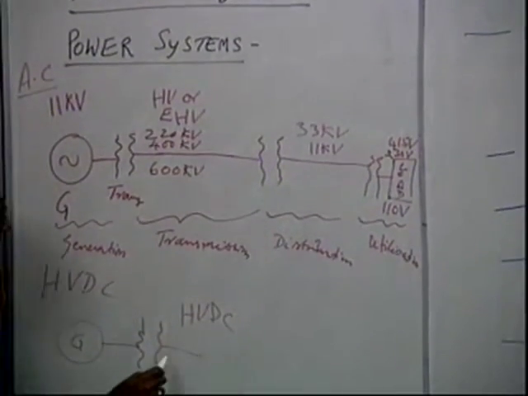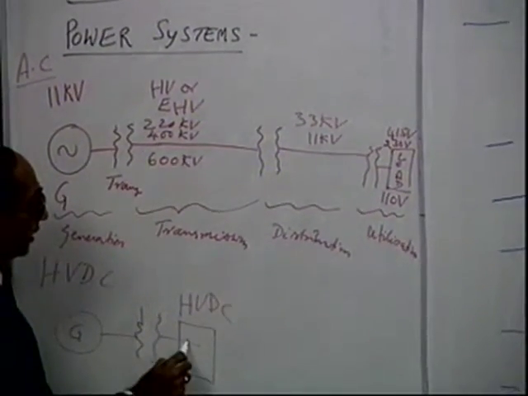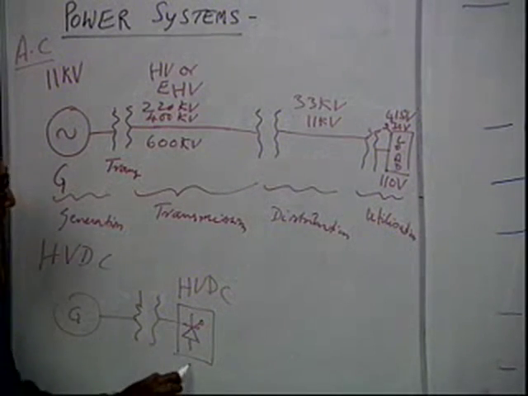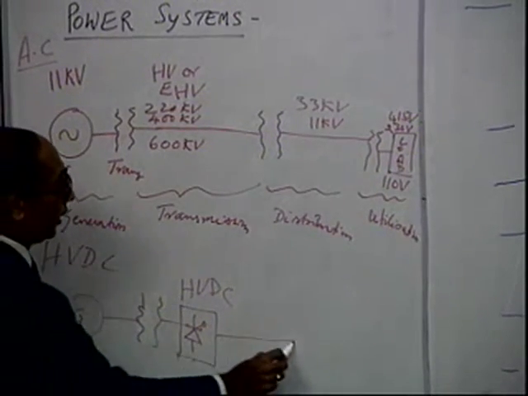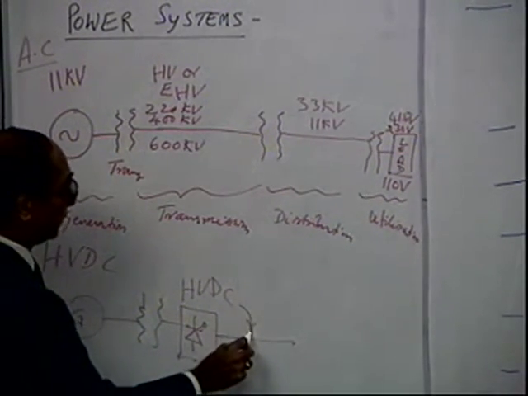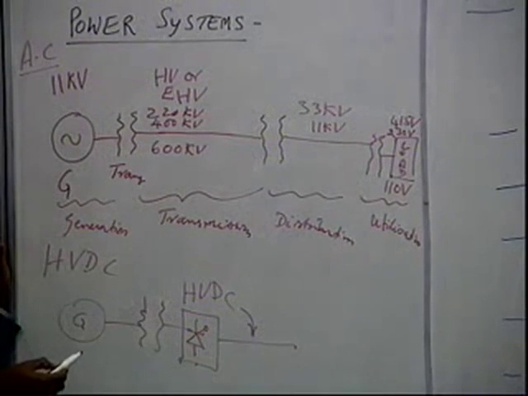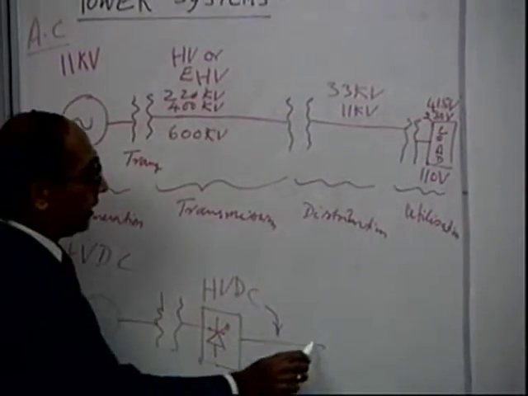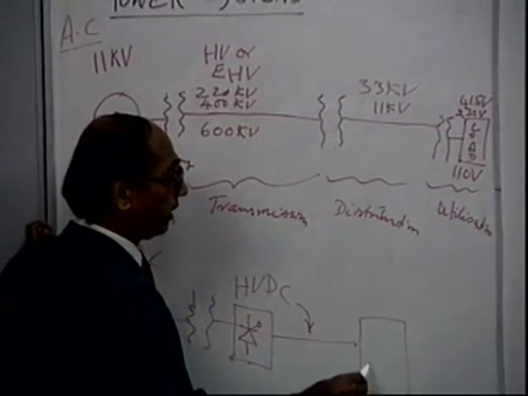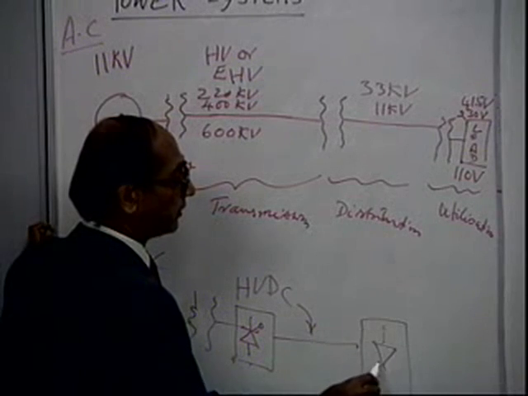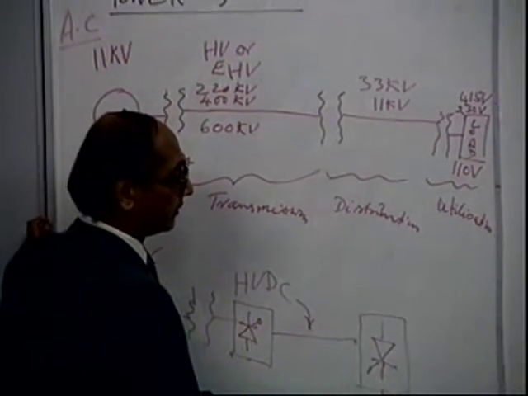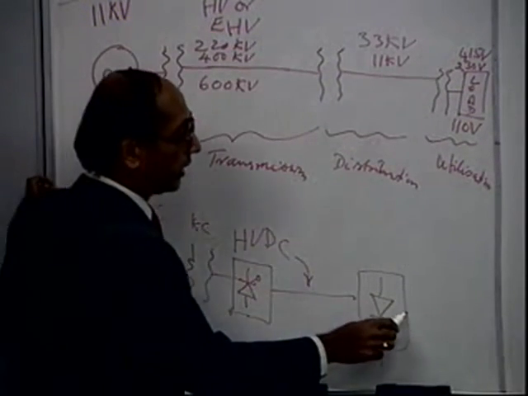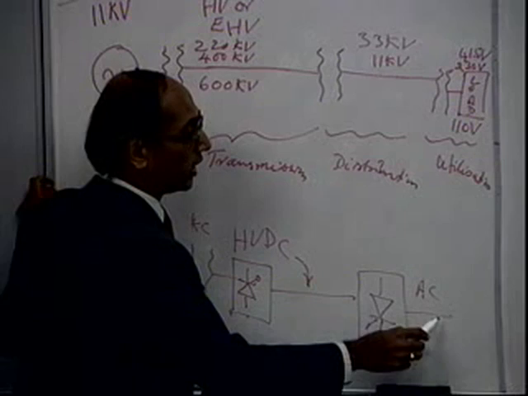For HVDC, all you have here is a rectifier unit, which is a controlled rectifier unit, and you have the DC link here. You step it up, go to DC. Again you need to step up, so you require a transformer anyway. And then from DC you have to have an AC. So from AC here it will become DC, and again you go to AC near the load terminals.